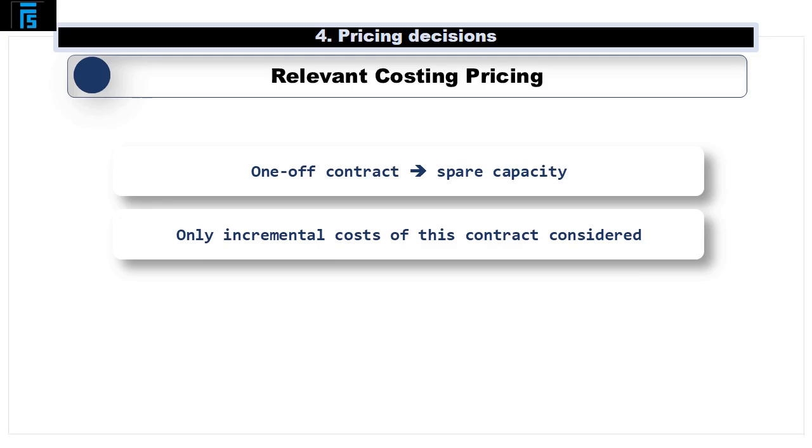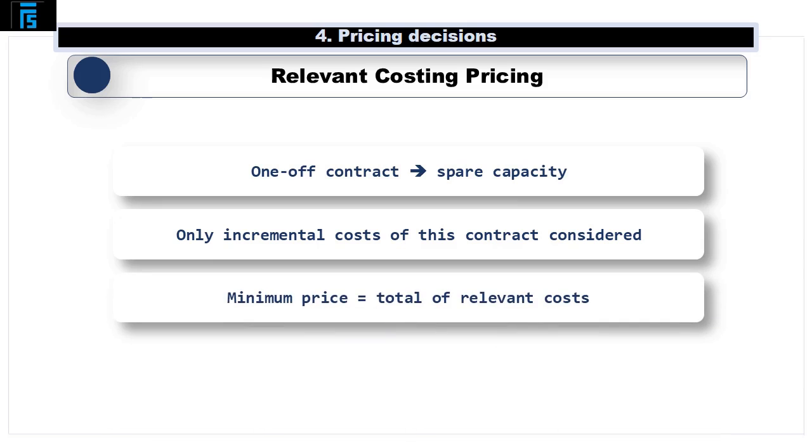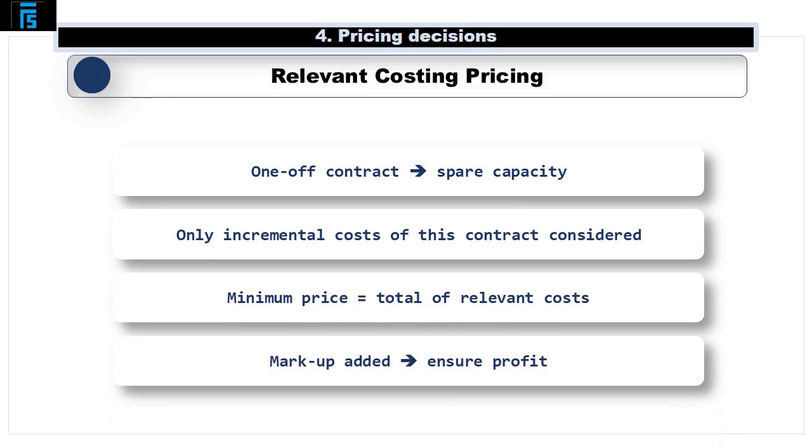The minimum price that should be charged is the total of the relevant costs, but more often than not a markup is added on to ensure some profit is generated by the contract. For more information on relevant costing, please see the video covering this topic.